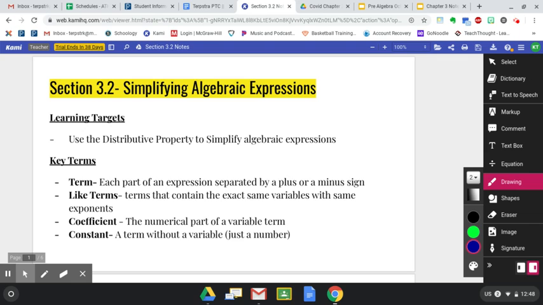Our key terms: first off, a term is each part of an expression separated by a plus or a minus sign. Like terms are terms that contain the exact same variables with the exact same exponents. Some new terms that we're going to look at here: coefficient. It's the numerical part of a variable term. And a constant is a term without a variable, meaning it's just a number. The reason it's called a constant is because it doesn't change. A variable term can change depending on what number you plug in for the variable.